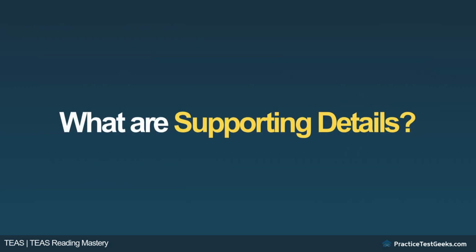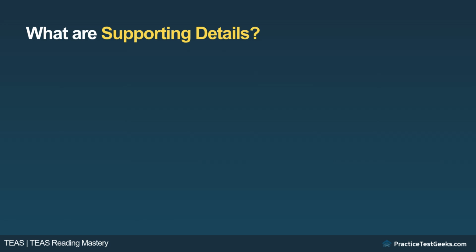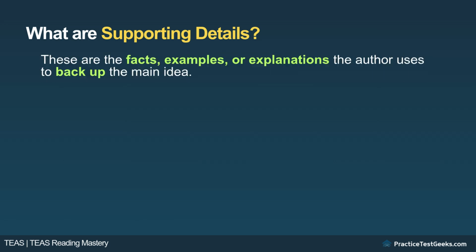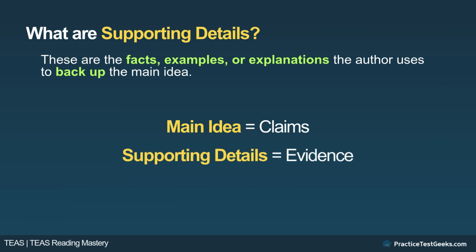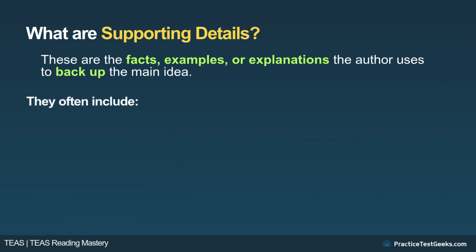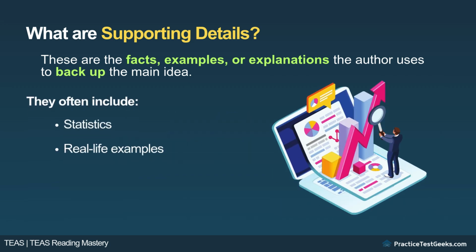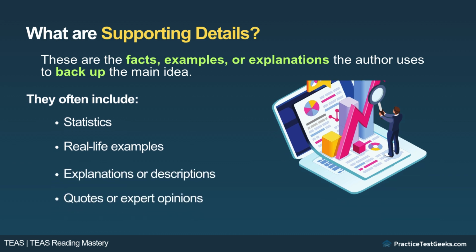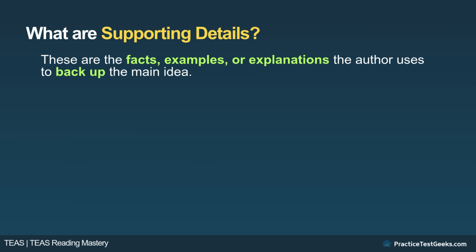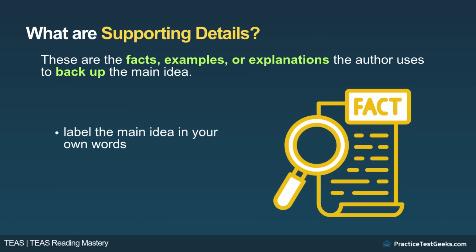What are supporting details? Once you've found the main idea, look for supporting details. These are the facts, examples, or explanations the author uses to back up the main idea. If the main idea is a claim, the supporting details are the evidence. They often include statistics, real-life examples, explanations or descriptions, quotes or expert opinions. A good test-taking habit: when you read a paragraph, try to label the main idea in your own words, and then quickly identify the key facts that support it.